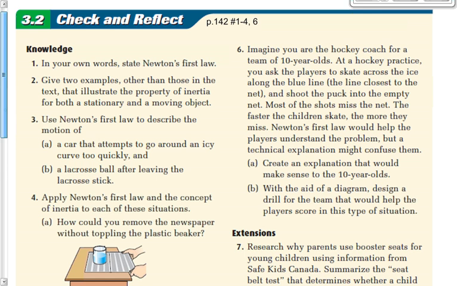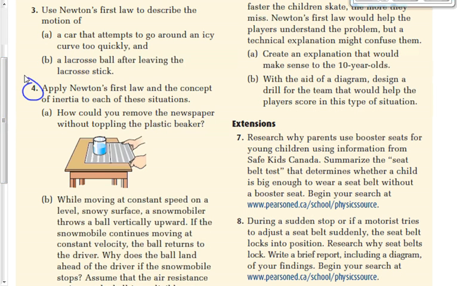Question number 4, we just did the demonstration, right? Apply Newton's first law and the concept of inertia to each of these situations. How could you remove the newspaper without toppling the plastic beaker? What's the answer to the question? Pull it fast, right? We want to overcome that force of friction so that the net force acting on the beaker is 0. Okay, that's the key to keeping it at rest. Don't apply a net force on it. So we want to pull that pretty quickly so that the net force is effectively 0.